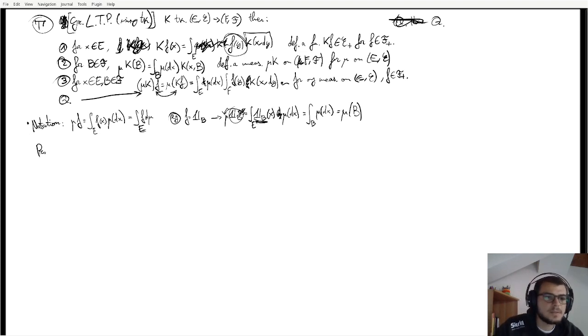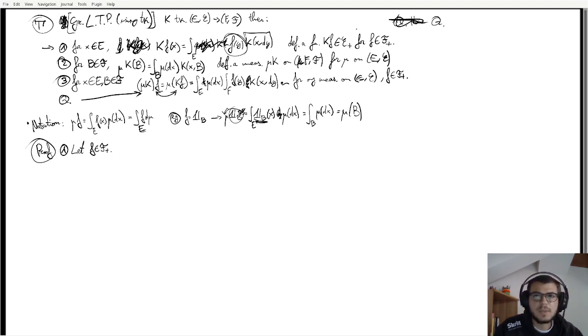Proof. Let's go with our first proof finally, and this will be a long one for me. So first we have to prove this thing here. Let f be positive and measurable, because we have to prove it for any f, so fix it. Then kf is a positive and well-defined function on E.